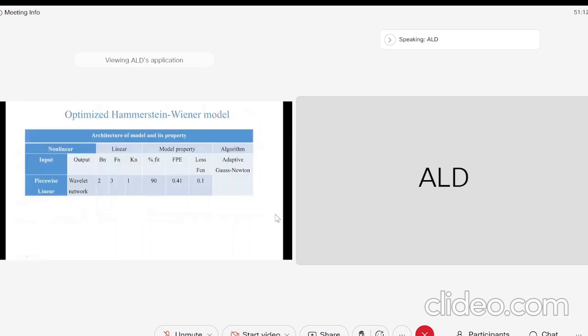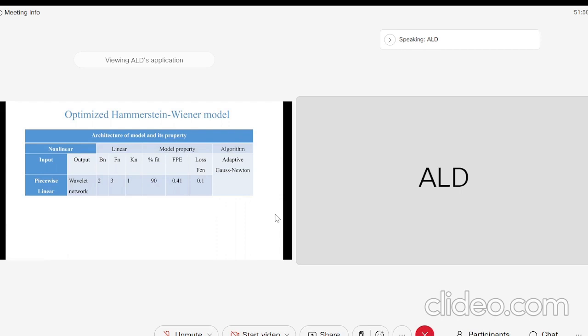So that is the optimized Hammerstein-Wiener model. For the optimization here, we use the adaptive Gauss-Newton method. We can easily see the output is a wavelet network we are using here. The output non-linearity is fitted, and we fitted 90% of our data for our modeling. And this is our transfer function, basically Bn and Fn, with Kn equal to 1, and the loss function you can see here is 0.1. That is our optimized Hammerstein-Wiener model.